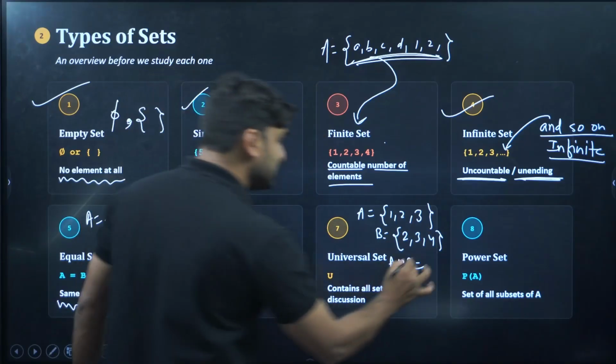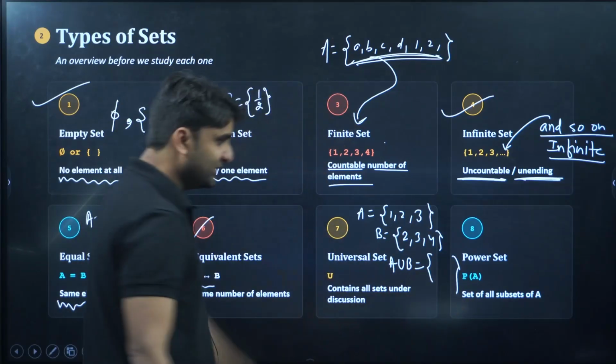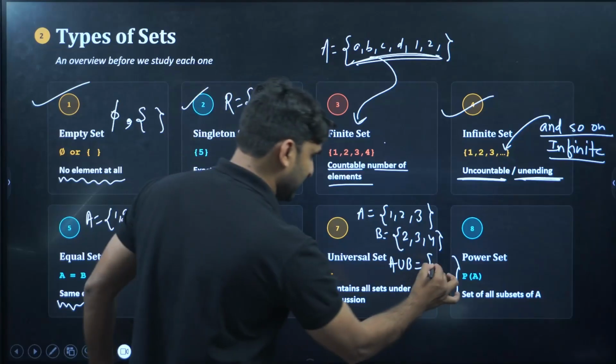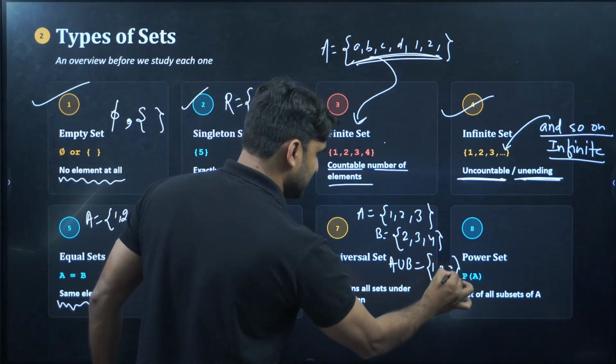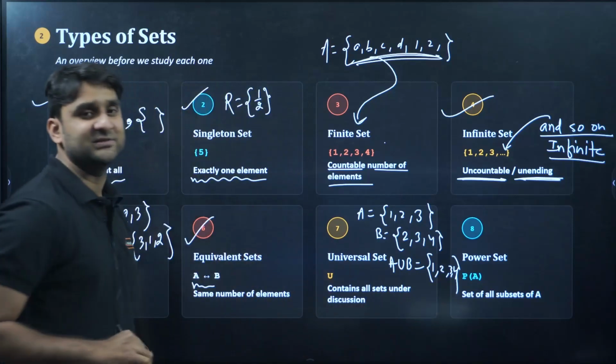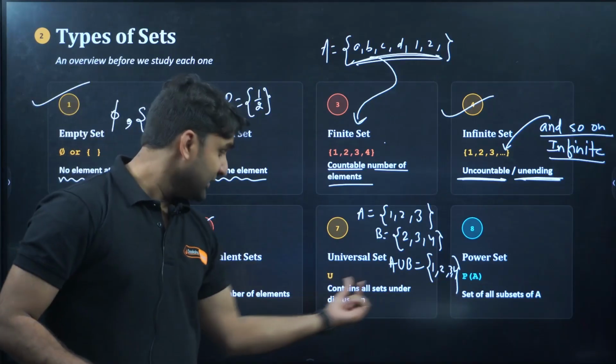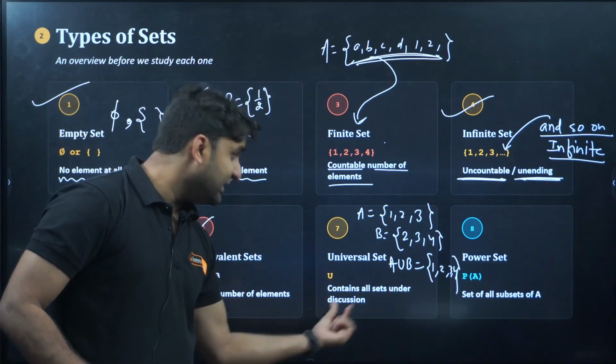So universal set means combining both the sets. 1 is present here but not here, so we can take 1. 2 is here and 2 is here, so 2 will come once, 3 will come once, and 4 will come. This is called the universal set. A union B, universal set. So it contains all sets under discussion.